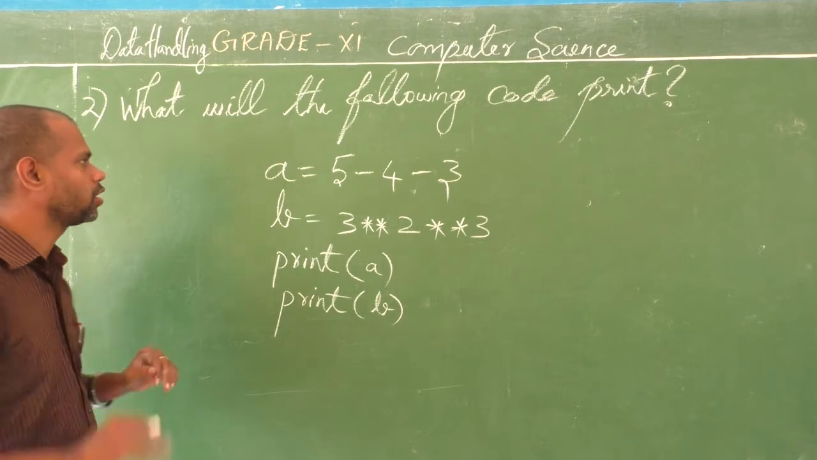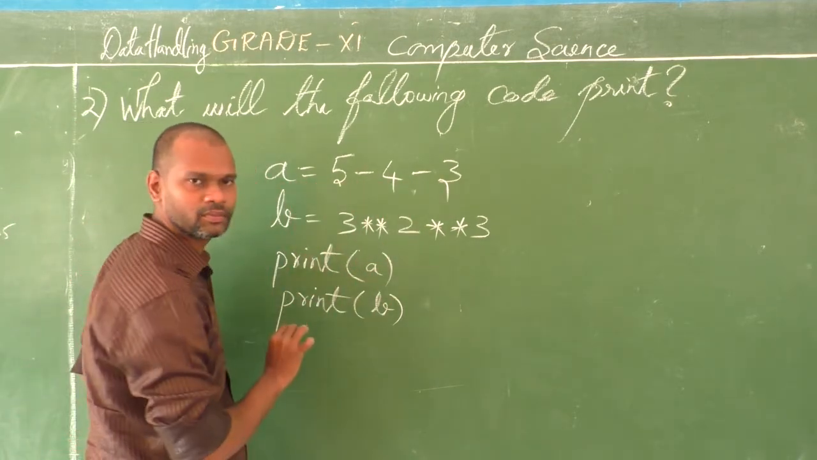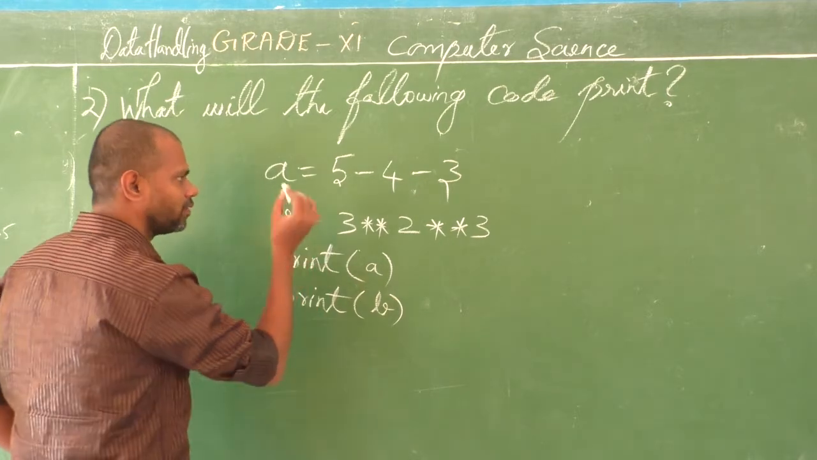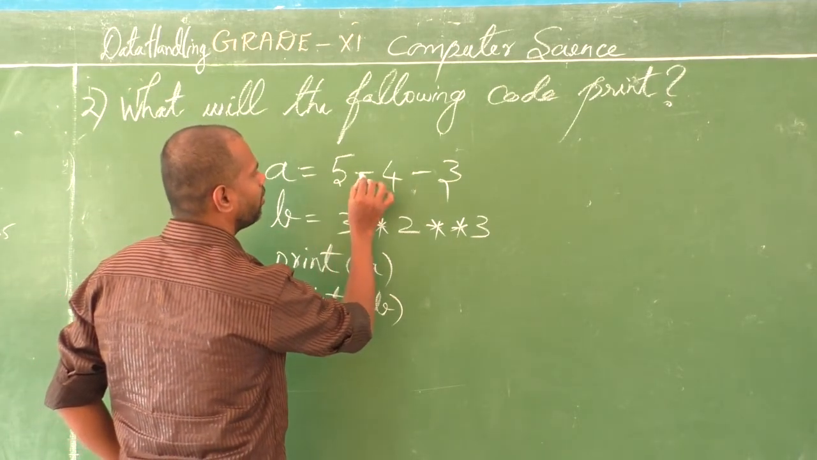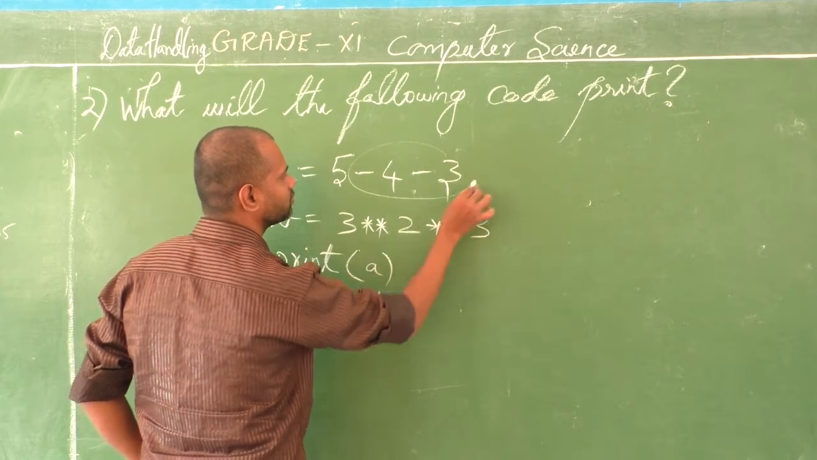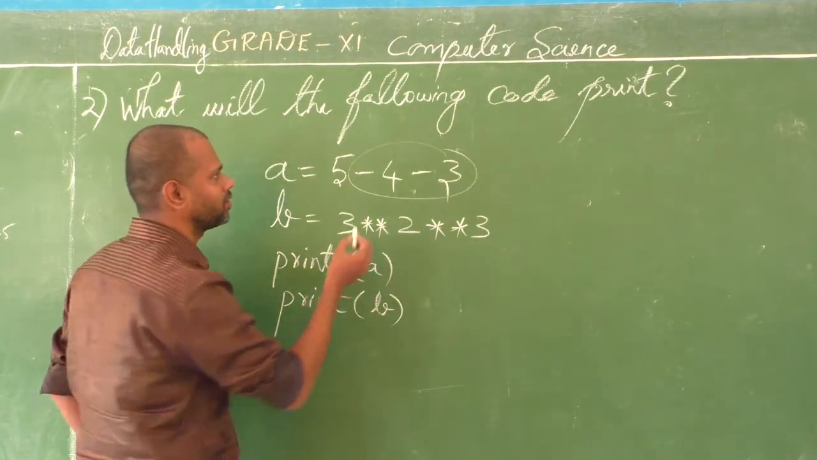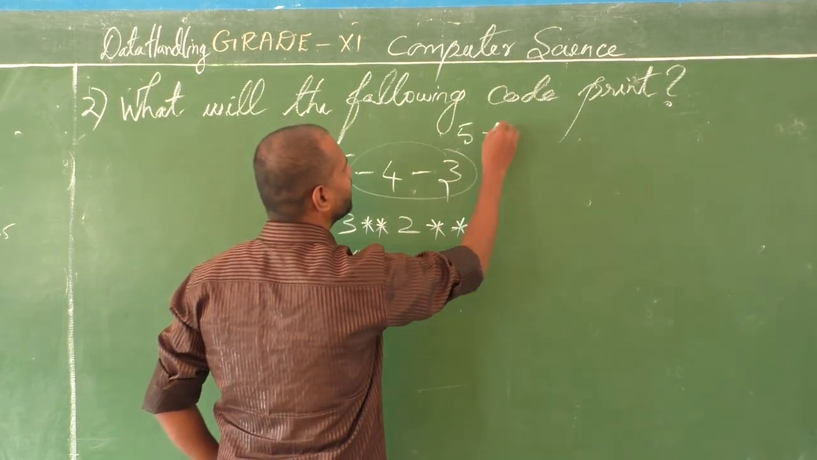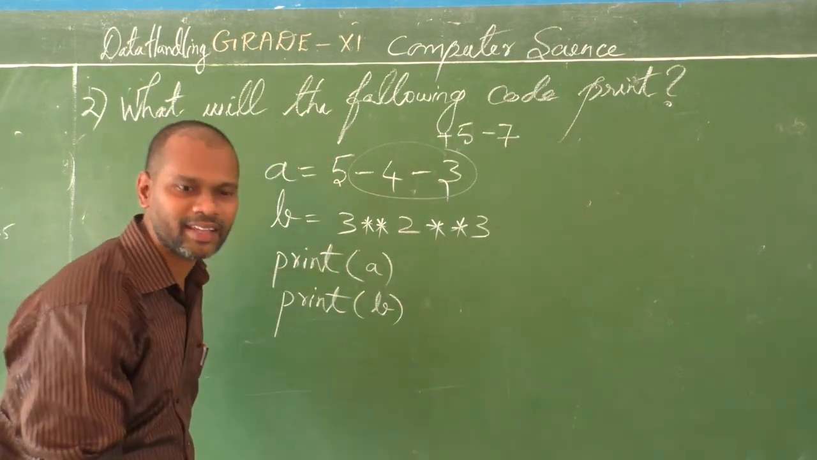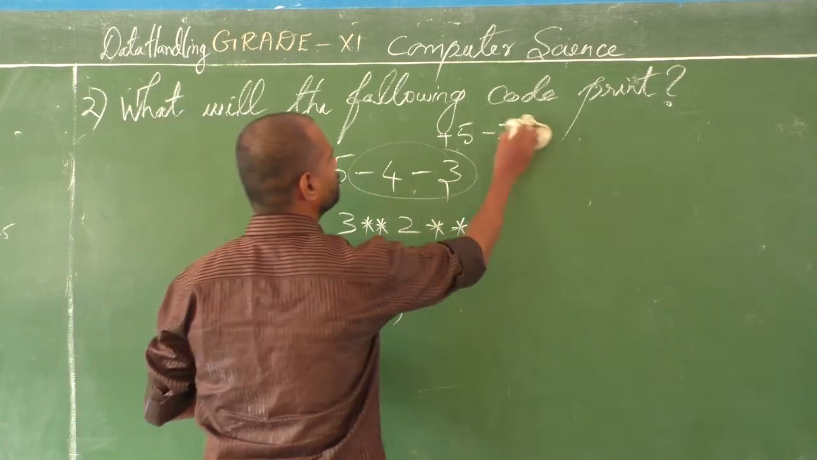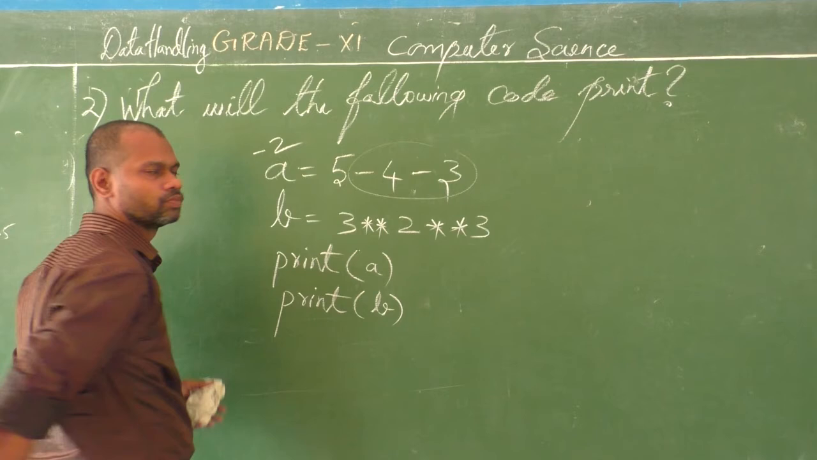Have you finished? Okay. So A is equal to 5 minus 4 minus 3. Very simple. Minus 4 minus 3 is nothing but minus 7. So 5 minus 7. What is the ultimate answer? It is minus 2. Am I right? The answer for A is minus 2.